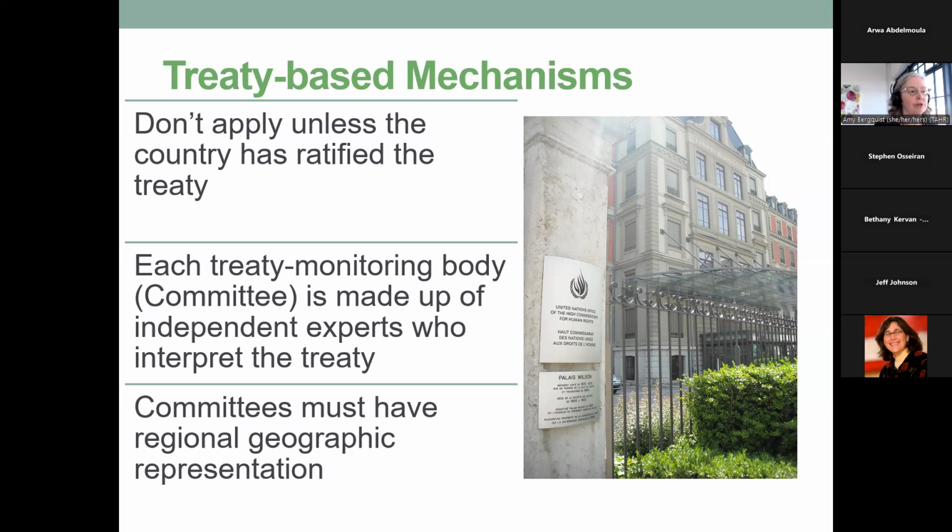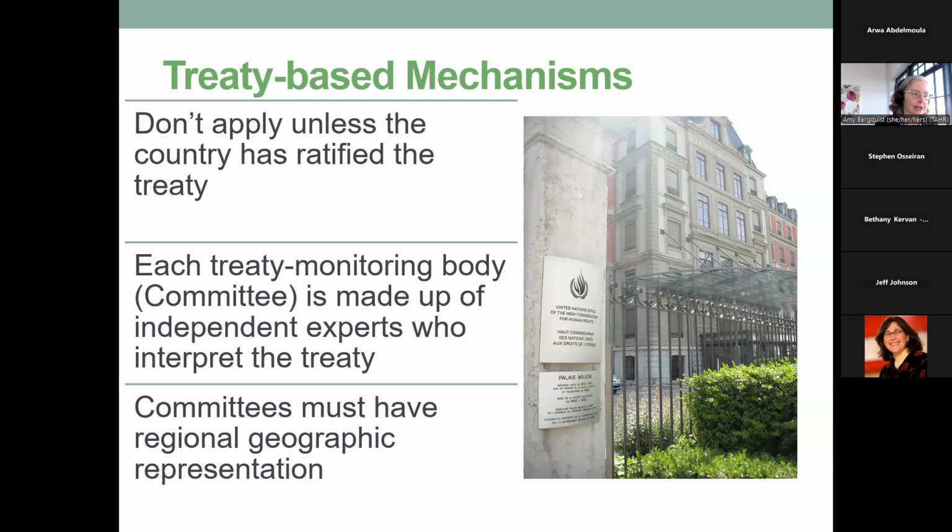And these committees have regional geographic representation. They're not all from Europe. They're not all from North America. But these experts are our audience. These are people who have expertise in the particular treaty language. What they don't have is knowledge of what's happening on the ground. They don't have knowledge of the particular death penalty circumstances in the country that they're getting ready to review. And that's where we help bridge that gap.